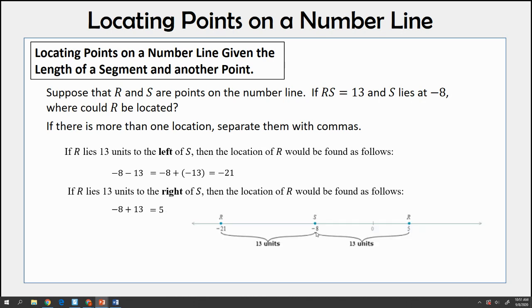Graphically, it looks like this. So here's negative 8. That's our beginning point. That's where S is located. If we go 13 units to the left, R would be at negative 21, and the distance from R to S would be 13 units. If I added 13 to S, I'd be over here at positive 5. So there's the other location for R. And you can see the distance from S to R is 13 units. Both of these are answers. So the possible answers are negative 21 and 5.